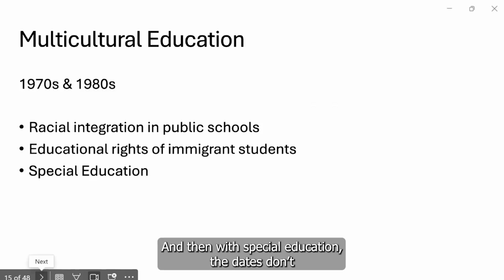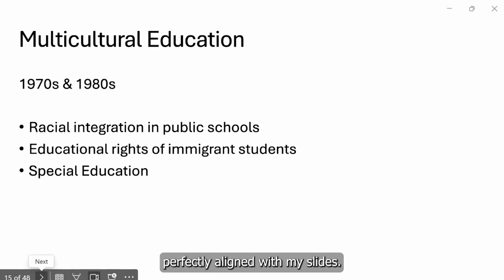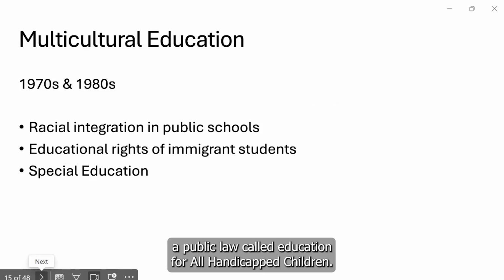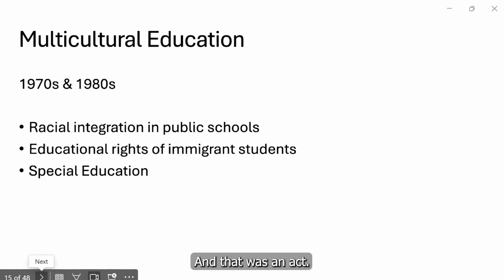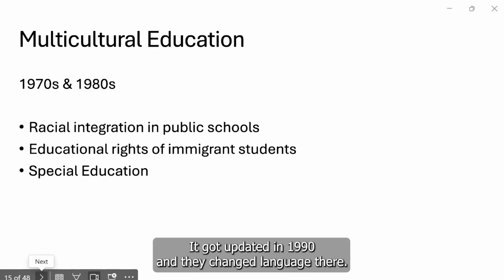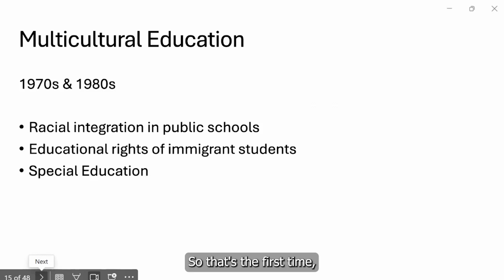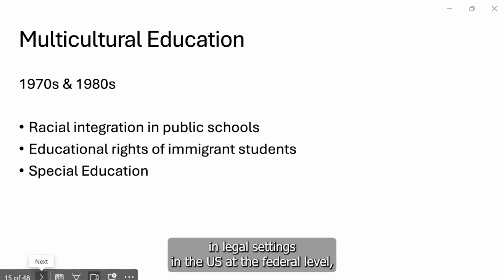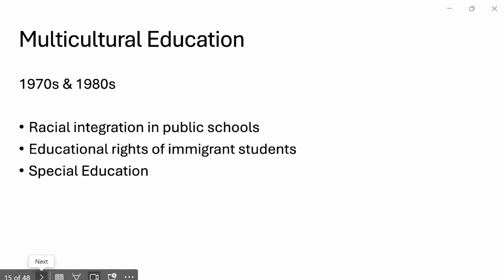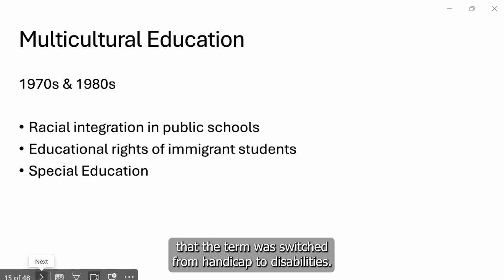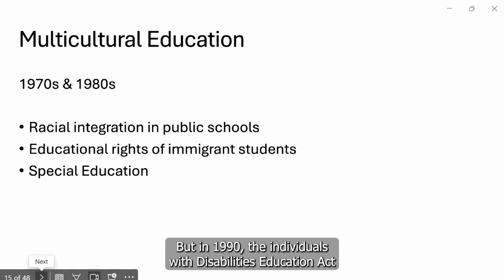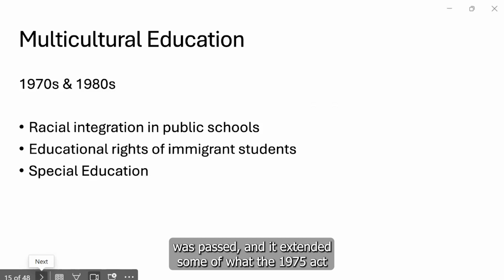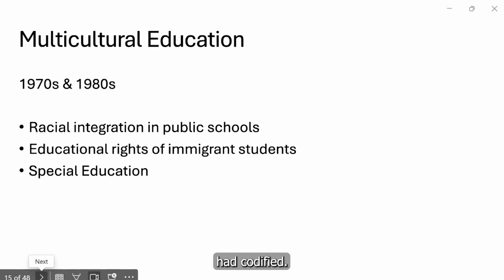And then with special education, the dates don't perfectly align with my slides. In 1975, Congress passed a public law called Education for All Handicapped Children, and that was an act. It got updated in 1990, and they changed language there. That's the first time in legal settings in the US at the federal level that the term was switched from handicap to disabilities. In 1990, the Individuals with Disabilities Education Act was passed, and it extended some of what the 1975 Act had codified.